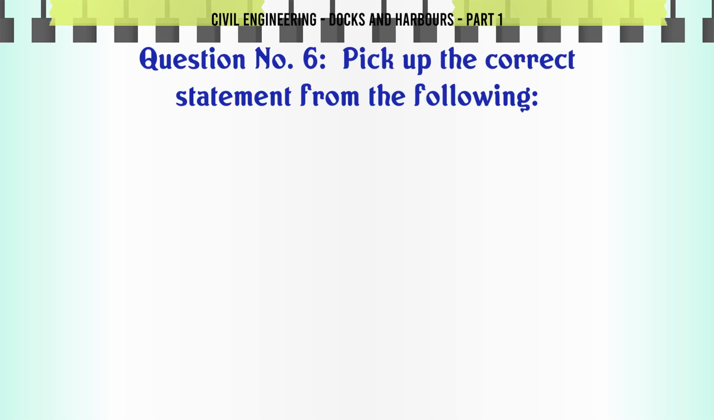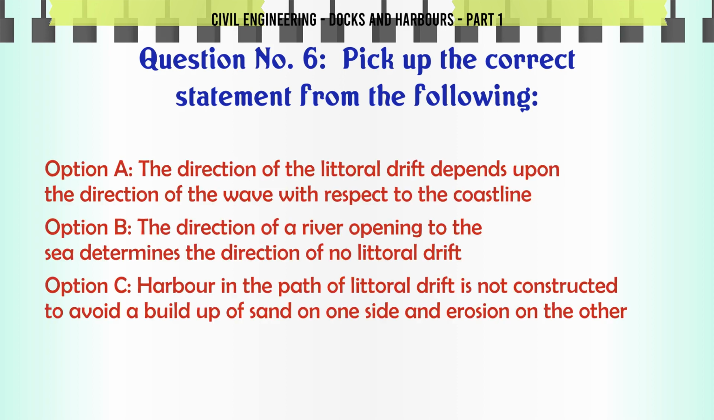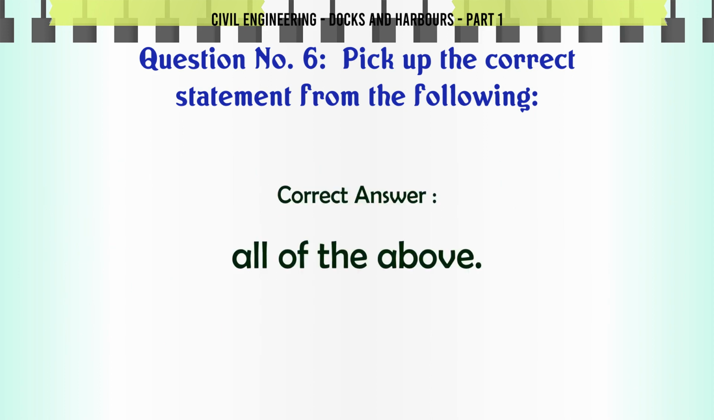Pick up the correct statement from the following. A. The direction of the littoral drift depends upon the direction of the wave with respect to the coastline. B. The direction of a river opening to the sea determines the direction of no littoral drift. C. A harbor in the path of littoral drift is not constructed, to avoid a build-up of sand on one side and erosion on the other. D. All of the above. The correct answer is all of the above.